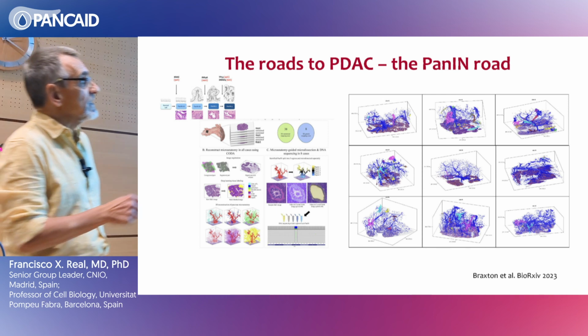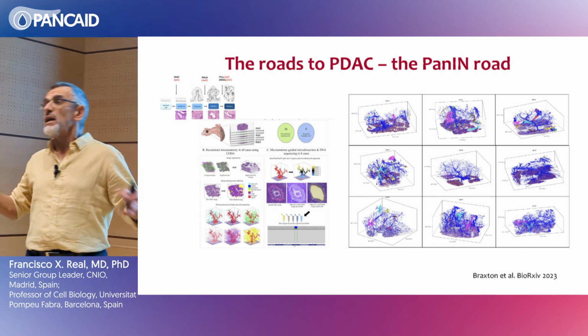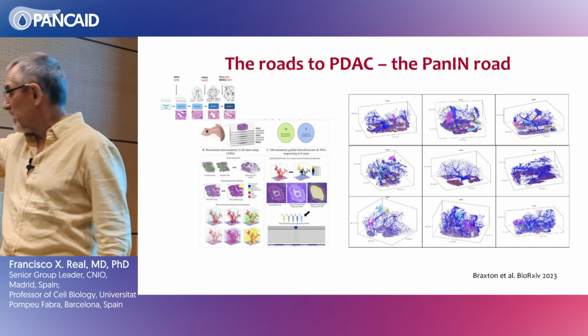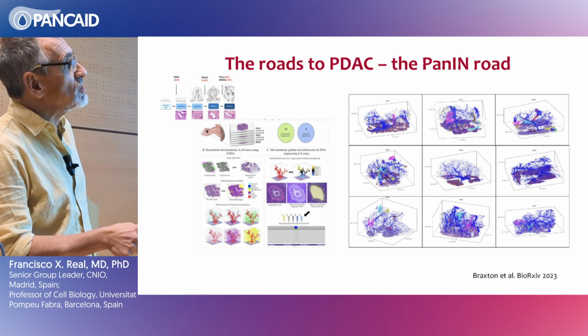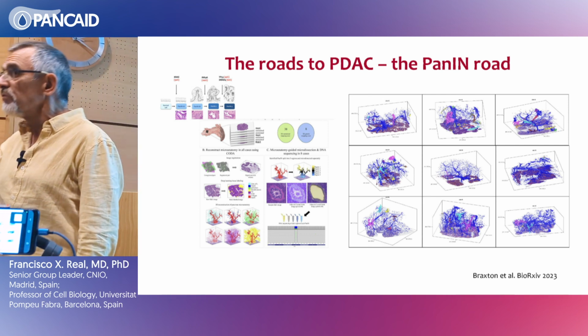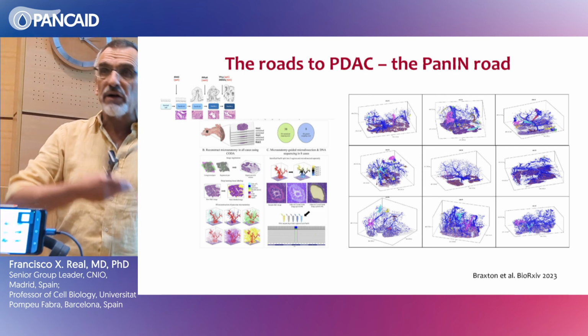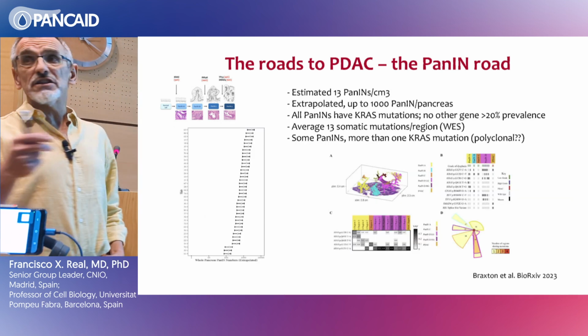First, they could map that in one single individual, there could be many PanIN lesions, which is not unexpected. Matthias started this in the 90s and has published on this. And you can see here each individual PanIN labeled in a different color, 3D reconstructed through very exhaustive sectioning of the pancreas and computational 3D reconstruction. And then this is a summary.